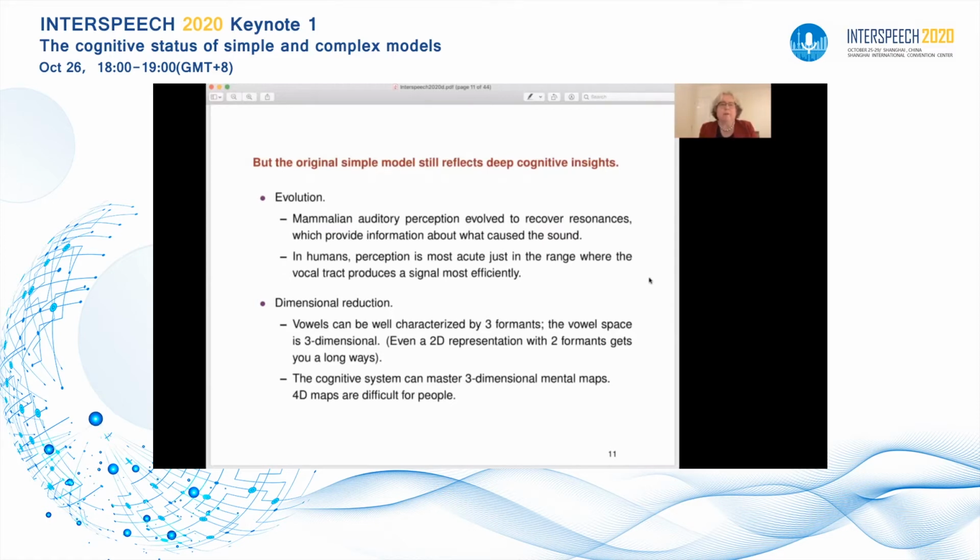Now, another aspect of the theory that has a lot of cognitive insight is the dimensional reduction. So vowels can be very well characterized by three formants. So that means the vowel space is basically three-dimensional, and even a two-dimensional representation can get you a long ways. And the cognitive system is quite good at mastering three-dimensional mental maps, but four-dimensional maps are really difficult for people.